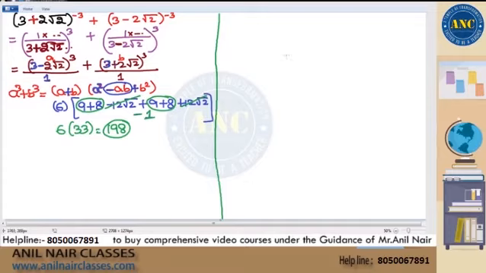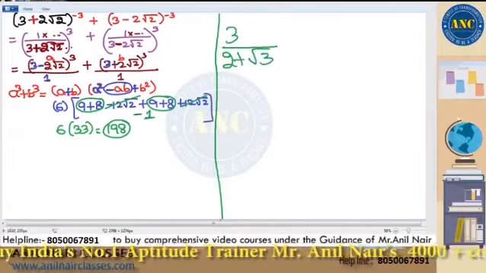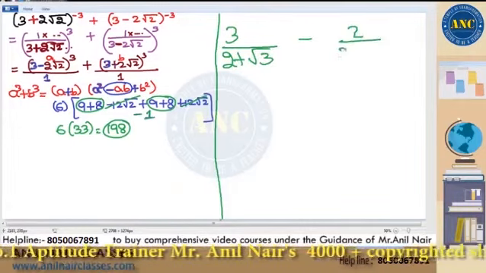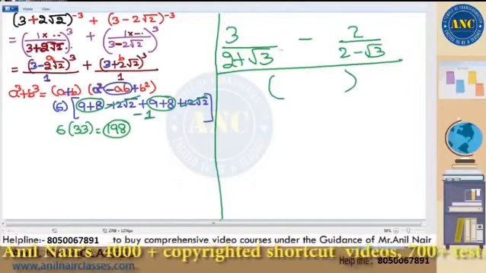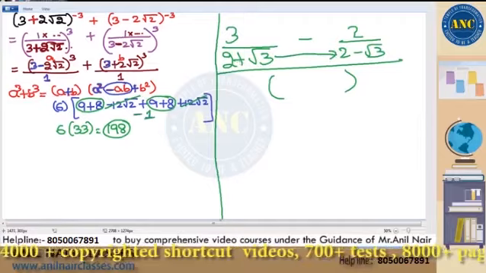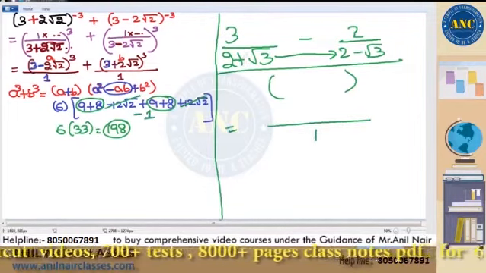Okay. Ria, this is how we got it. What we had in my previous question is 3 divided by 2 plus root 3 minus 2 divided by 2 minus root 3. Again, there was one more denominator. Forget about this. Now, if I take LCM, 2 plus root 3 into 2 minus root 3 is the LCM, which is nothing but 1.